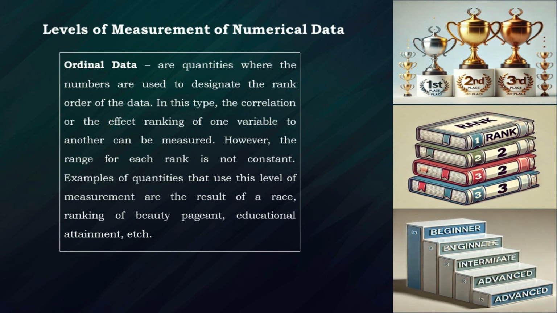sergeant, lieutenant; letter grades: A, B, C, D, F; pain scale: none, mild, moderate, severe; job positions: entry level, manager, director; and hotel star rating: 1 star, 2 star, 3 star, 4 star, 5 star. Understanding these levels helps us apply the right statistical tools based on the type of data we're dealing with.